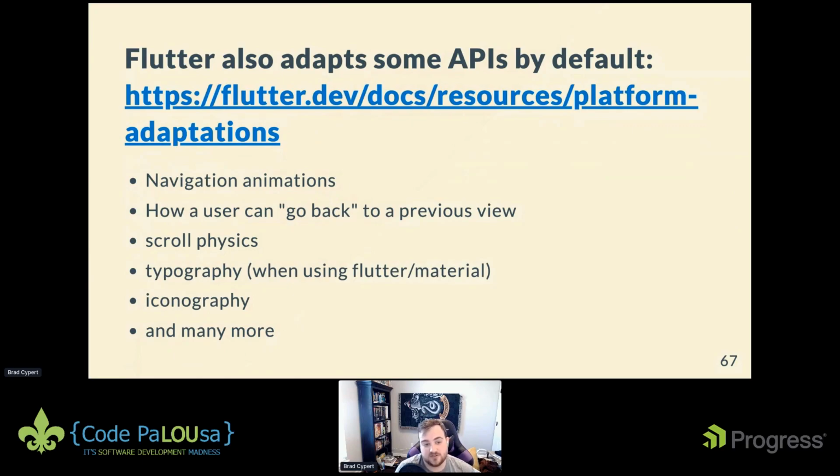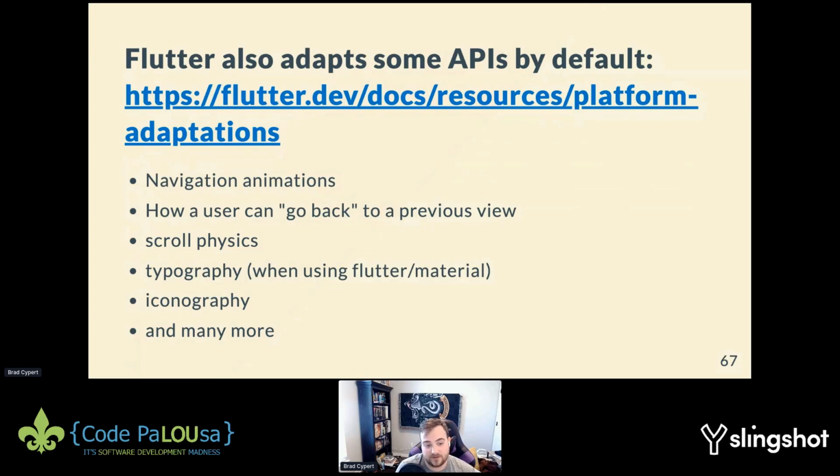How a user can go back to a previous view. Both iOS and Android support back arrows. What you might not know is iOS supports swiping from the very left side of the screen to the right to go back. And technically, you can swipe the other way to go to the previous screen that you just went back from.